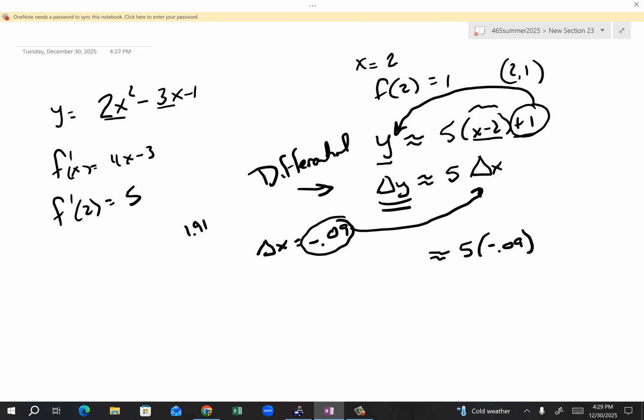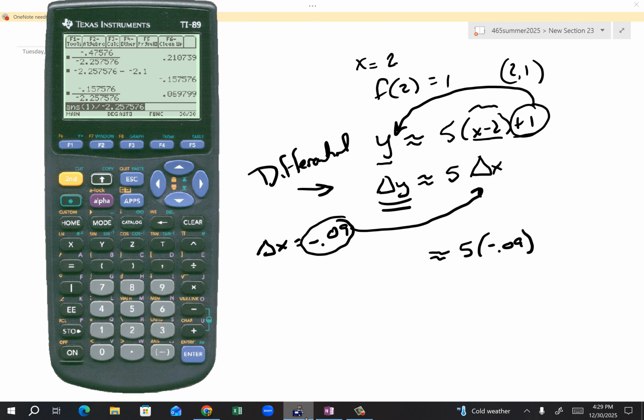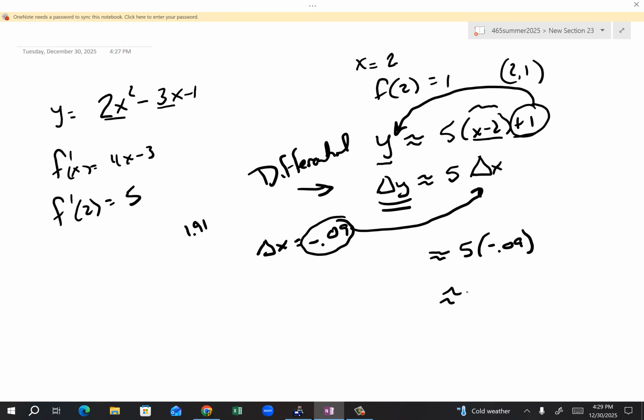And so if I do that, what's that tell me? Well, it's going to tell me that negative 0.09 times 5 is negative 0.45. That's just telling me that I expect my y to decrease by 0.45. Okay? Can I prove it? Yeah, I feel like I can.